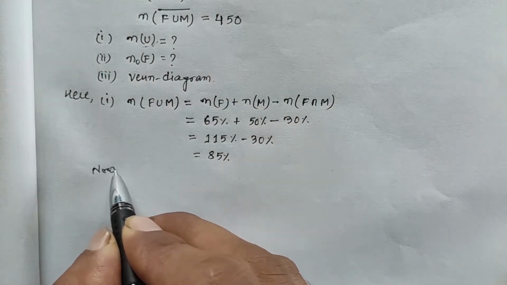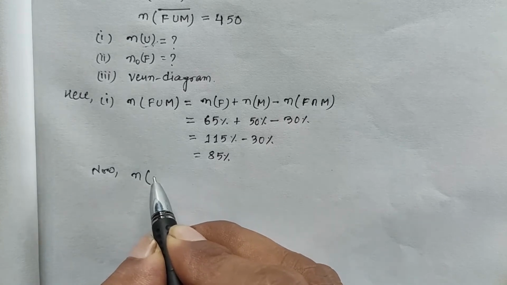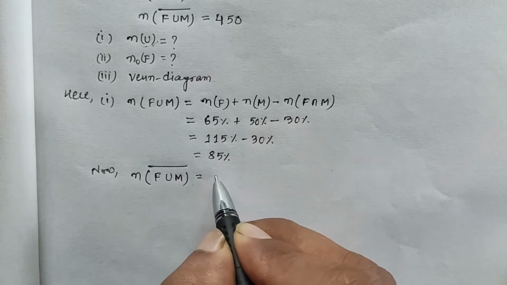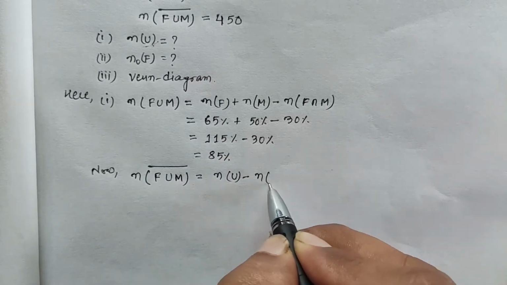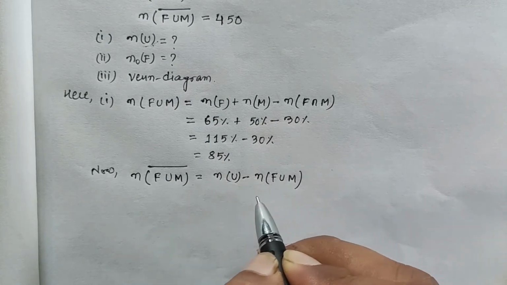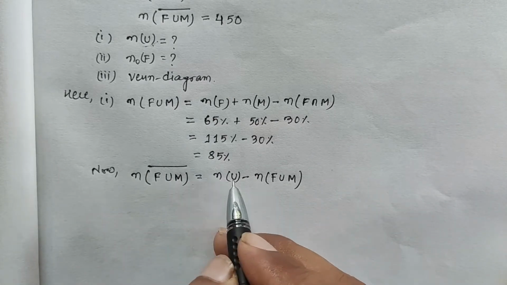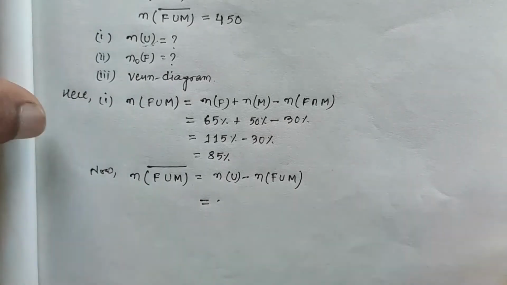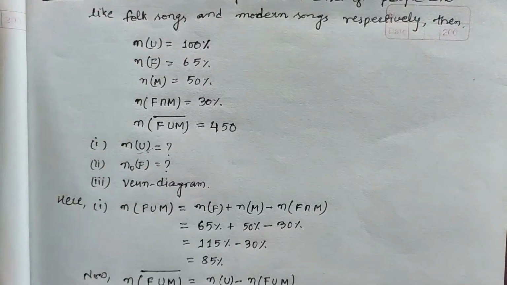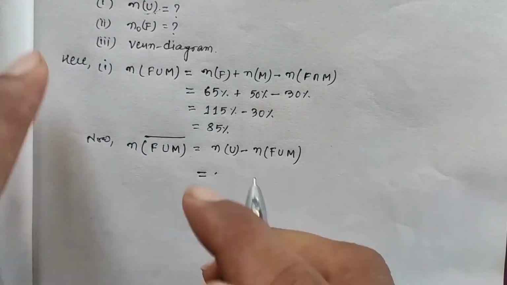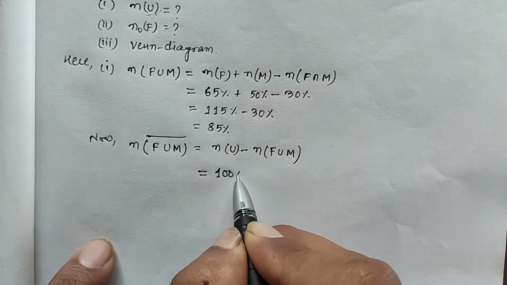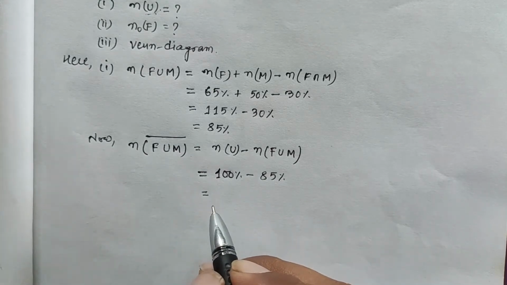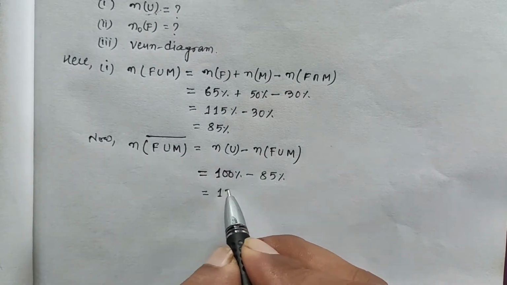Now we are finding the complement in percentage. It is NU minus N of F union M. Yeah, this is our formula: the complement of A union B is NU minus N of A union B. So NU, in the case of percentage, is always 100. So it is 100 minus 85. How much is it? Yeah, 15%.